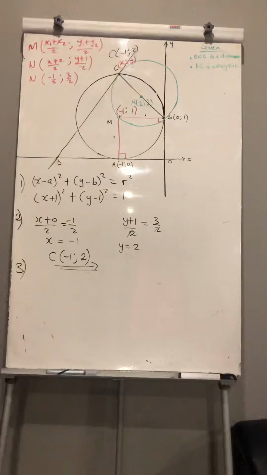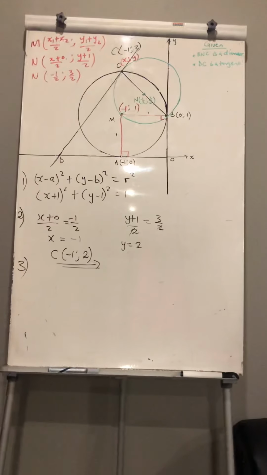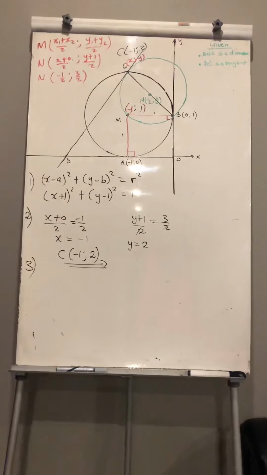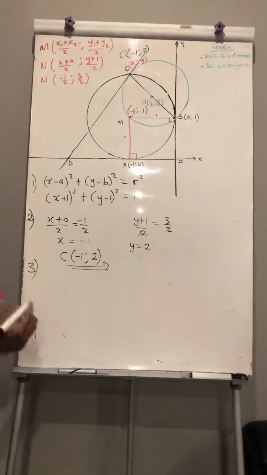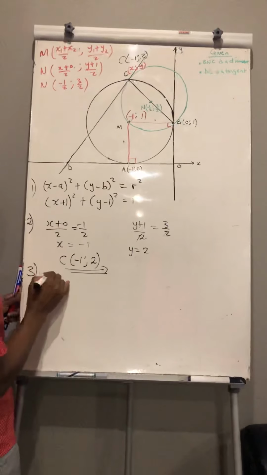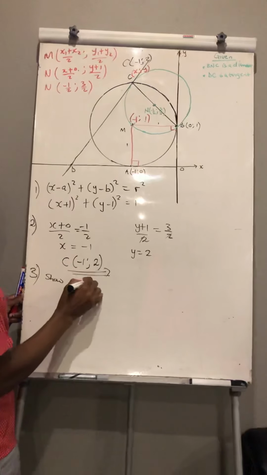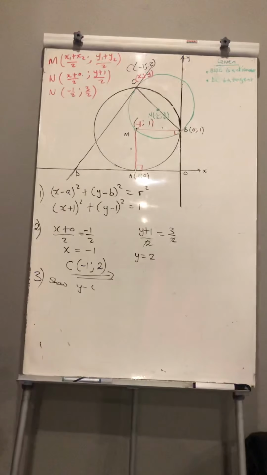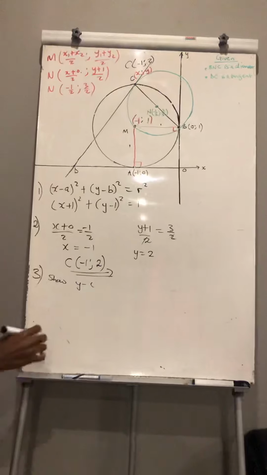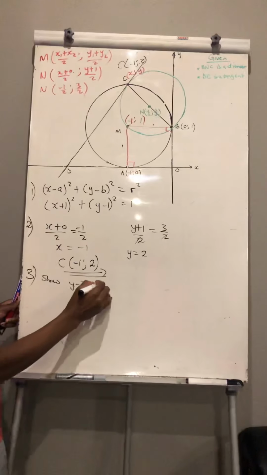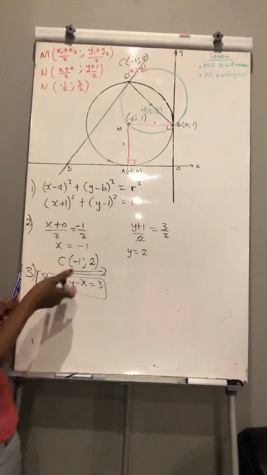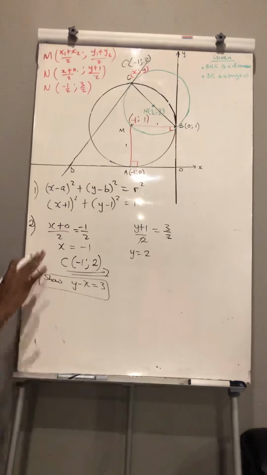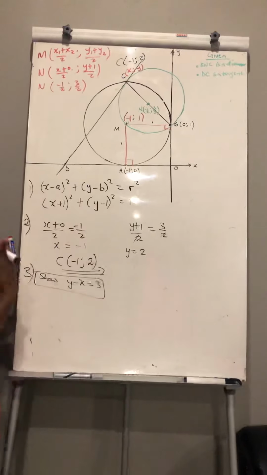Alright, so let's quickly find out what else was asked. You were to show that the equation of the tangent is y minus x equals 3. So if you want to show something, it's rather y minus x is equal to 3. So you want to show that this tangent right here, that would be its equation. So don't be tempted to use something that you want to show.